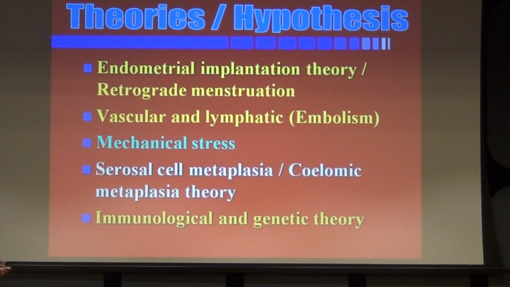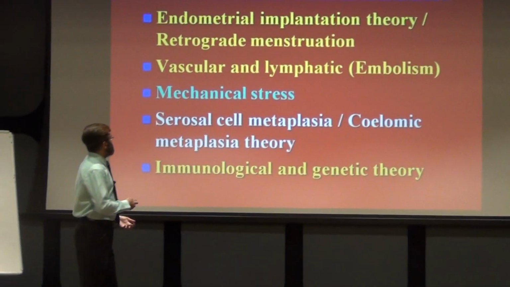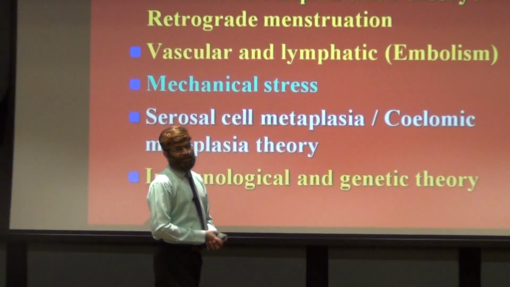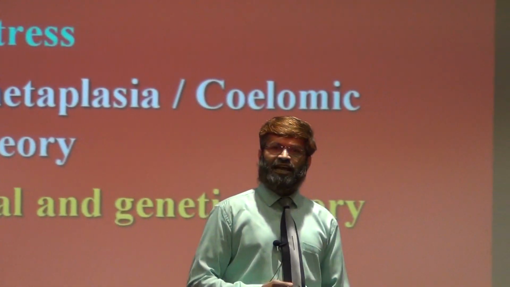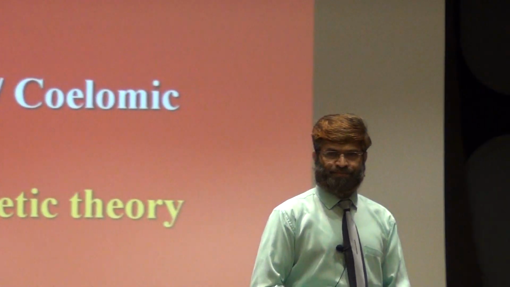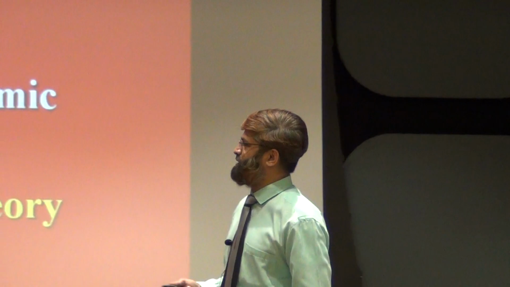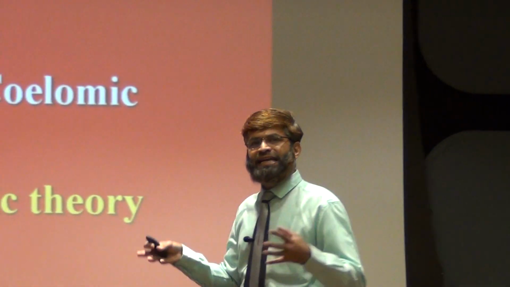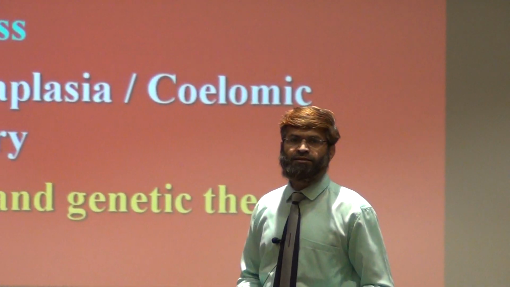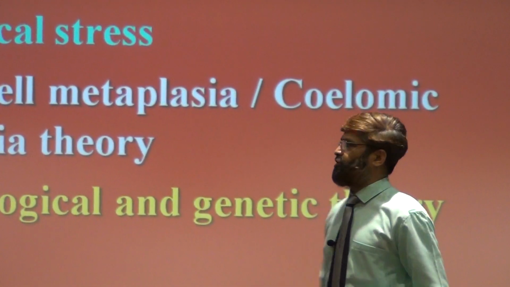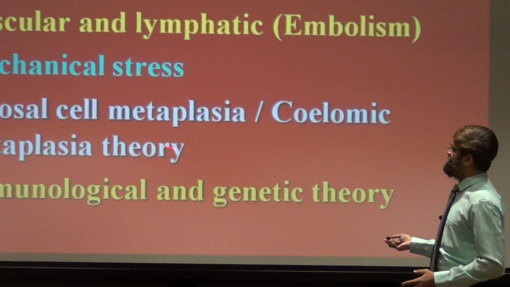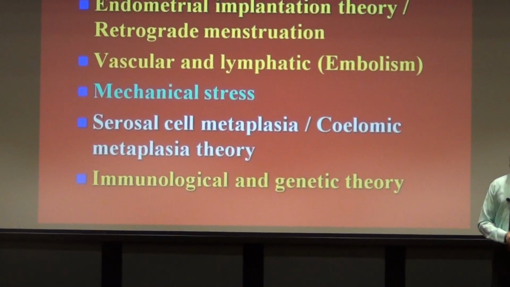The third hypothesis which has been put forth is about mechanical stress. Now when we say mechanical stress, what does it mean? Few causes like fibroids or myomas. Fibroids or myomas lead to pressure symptoms, especially if these myomas are large in size. As a result, mechanical stress works in the uterus, and this also will lead to the problem of endometriosis. The fourth is serosal cell metaplasia, the coelomic metaplasia theory.